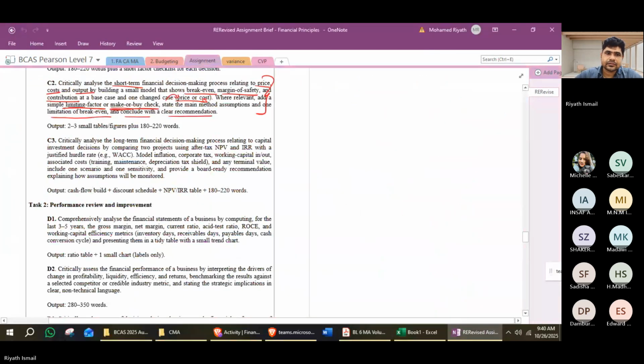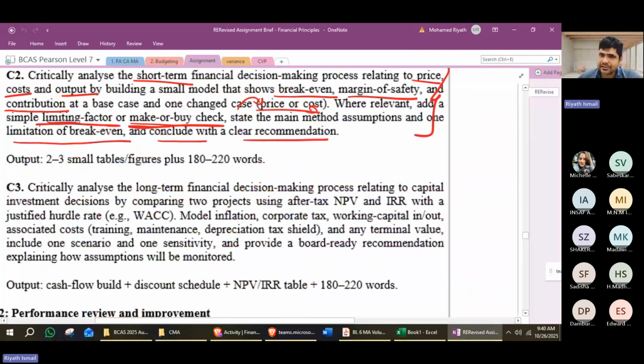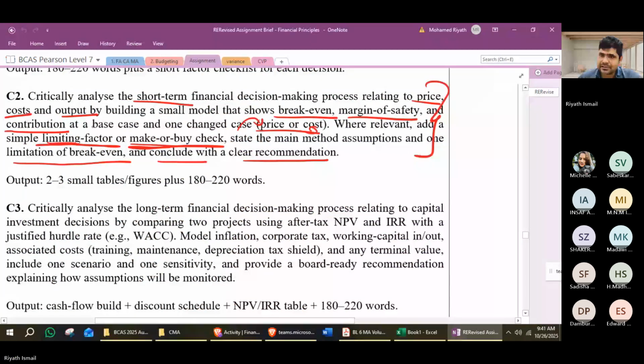Critically analyze the short-term financial decision-making process relating to price changes, cost changes, output, number of units, building on the small model, the break-even point, margin of safety, and contribution at the base case, and one change, right? Price change or cost change. Now we are talking about price change. In the second part, we will talk about relevant cost. Relevant cost, I will come to later, right? So we are talking about this area now.